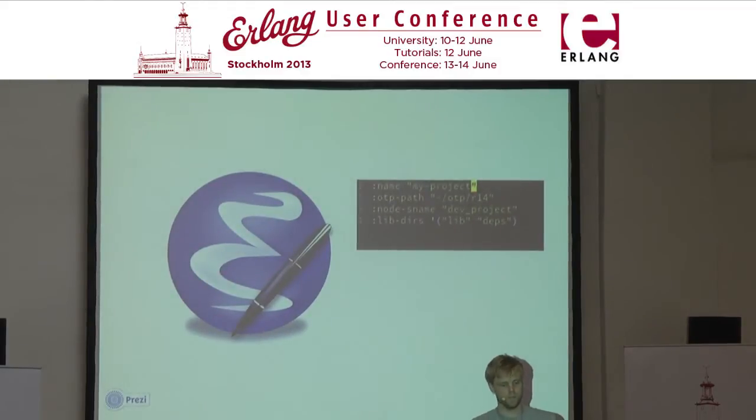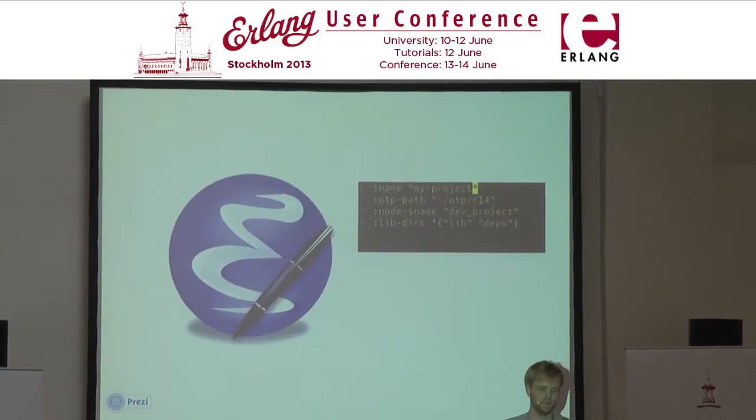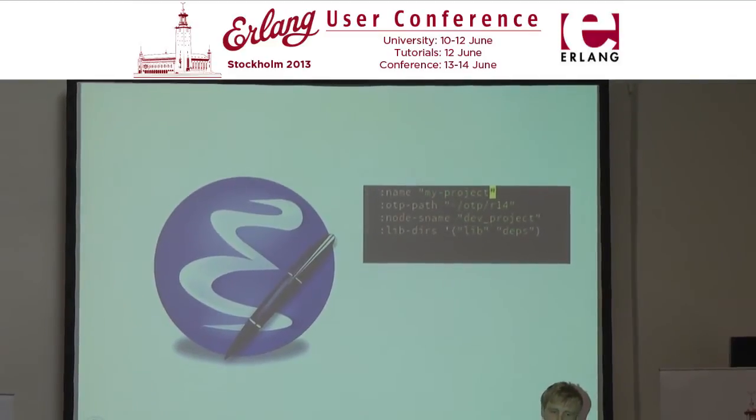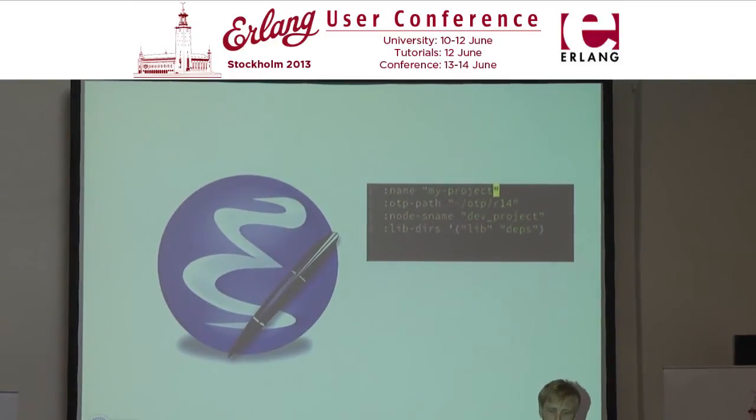So this is an example of an advanced configuration, basically. In case you can't live with the defaults, you just create a .edts file inside your project where you specify some things. In this case, you have an additional directory where you have some source code, you want a specific name for your project, you want to name the node that your project is running on, and you have a specific location where your OTP is installed. That's very useful for us at Klarna. We're working with multiple OTP releases at the same time for different projects.